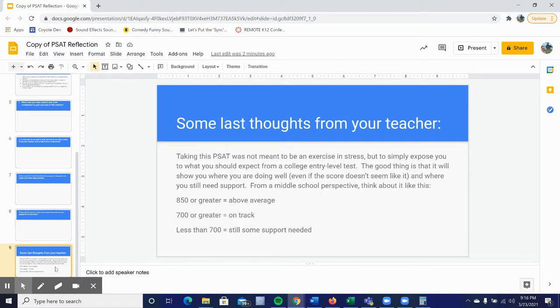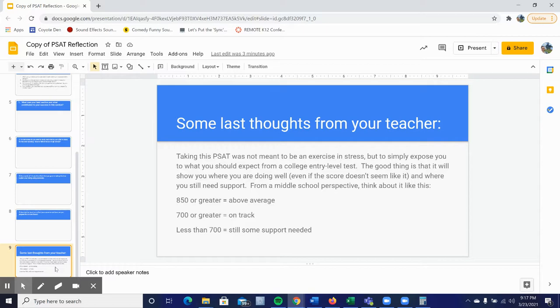And these are some last thoughts from your AVID teachers. Taking this PSAT was not meant to be an exercise in stress, but to simply expose you to what you should expect from a college entry-level test. The good thing is that it will show you where you are doing well, even if the score doesn't seem like it, and where you will still need support.